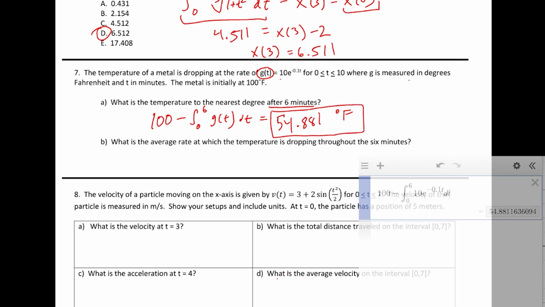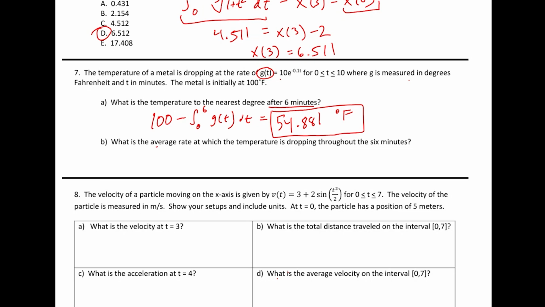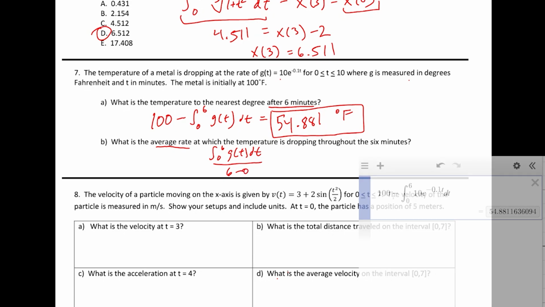Part B says, what is the average rate? So we're looking for an average rate at which the temperature is dropping throughout the 6 minutes. So since the function we're given is the rate function, this is a little deceiving. We want the average value of the rate function. That is the average rate at which the temperature is dropping. In other words, the average value of this rate function. So to find that average rate, we're going to integrate from 0 to 6, g of t dt, and divide that by 6 minus 0.